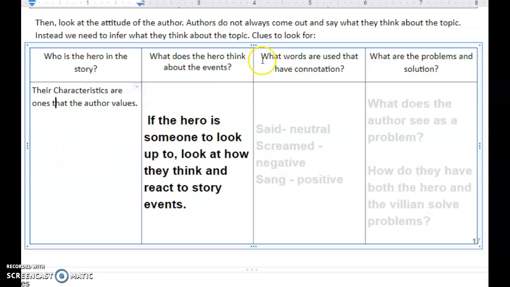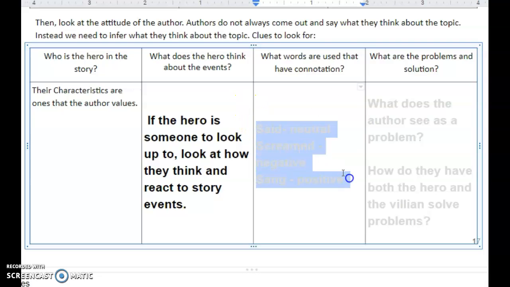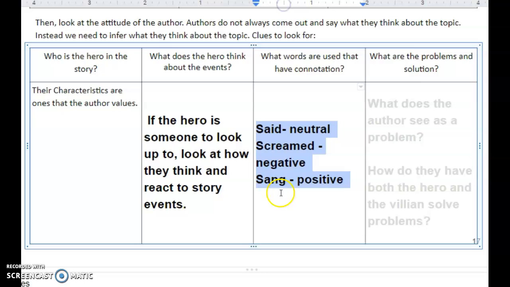What words are used that have connotation? So some words make us think positive or negative things. Said is neutral. When the author uses Larry said whatever, that's neutral. But if they have Larry screamed something, then that has a negative connotation. In the same way that sang would have positive connotation. She sang her hello would give us that upbeat feeling.